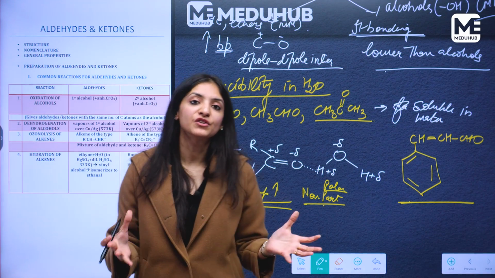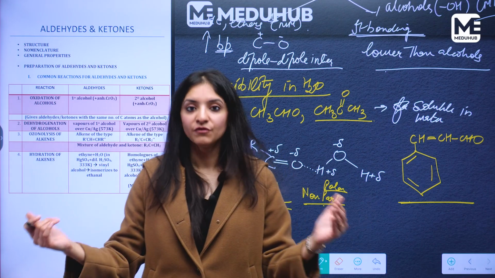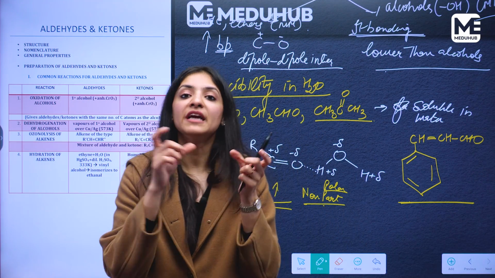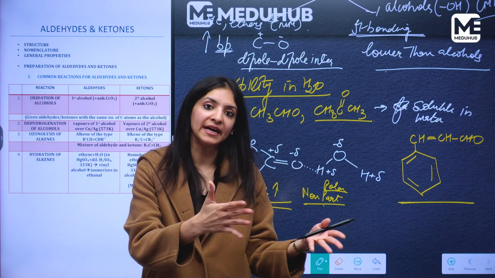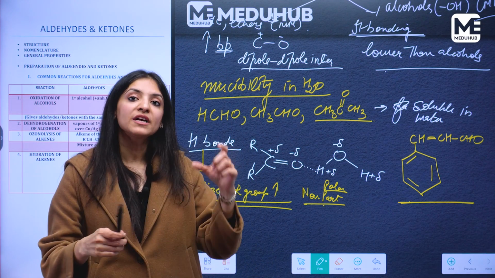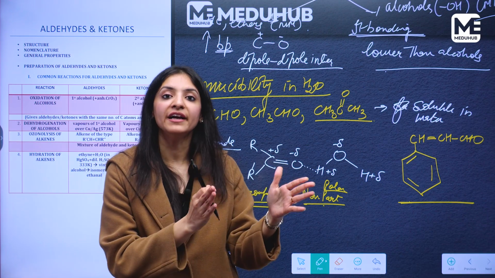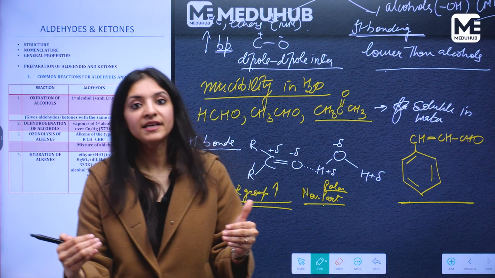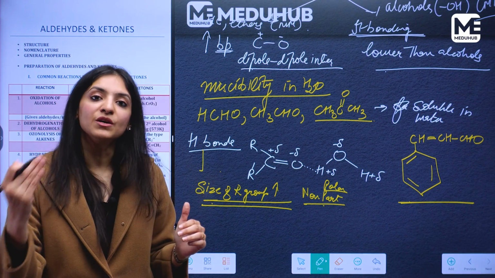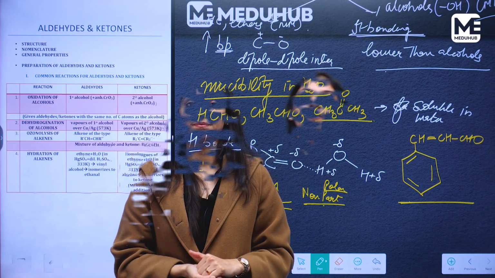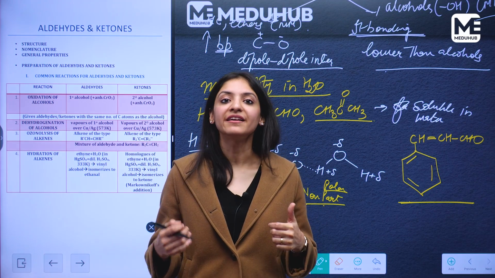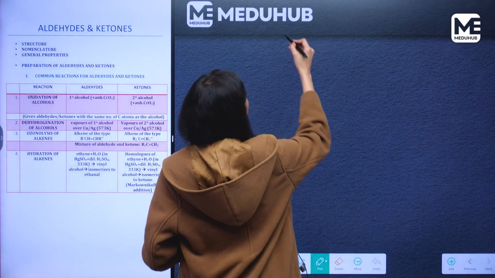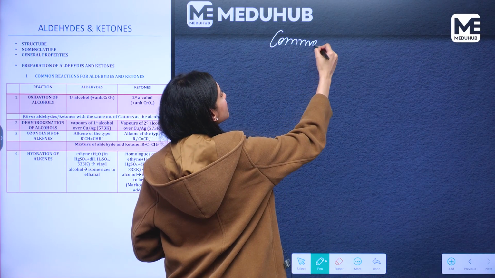The methods of preparation of aldehydes and ketones are divided into three for simplicity. One is where you study the common methods of preparation, the reactions which can be used for the preparation of both aldehydes and ketones. Then you study the reactions which are specific to aldehydes, the methods used only for the preparation of aldehydes, and then the methods which can only be used for the preparation of ketones. Okay, so first of all, let us see the methods that are common to aldehydes and ketones.